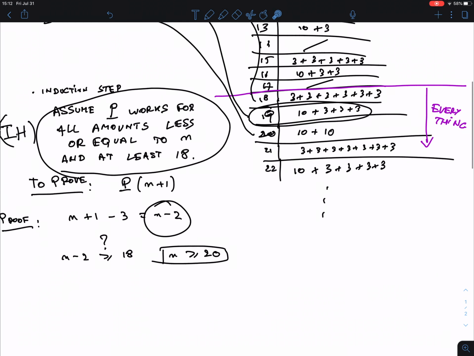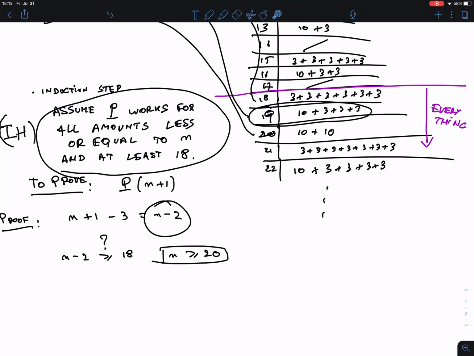But my point is, let me perhaps convince you better by saying, okay, let's work this out here and assume that n is 19. So what does this say? Assume P works for all amounts less than or equal to 19 and at least 18. In other words, I'm saying it works for 18 and 19. Yes, for 18 and 19. Now I would like to prove it for 20, right? That would be the next one, 20. What I do, I subtract 3 from 20 and I get 17. Oh, but I cannot do 17, so I cannot use that.